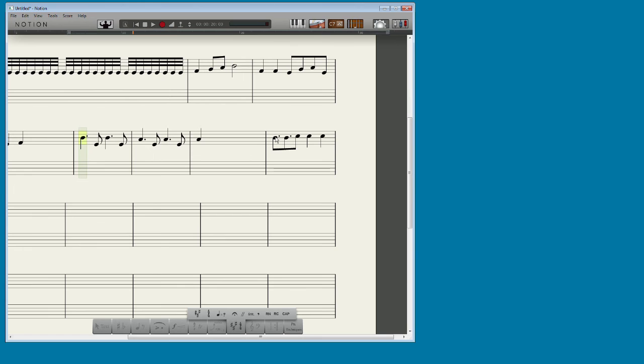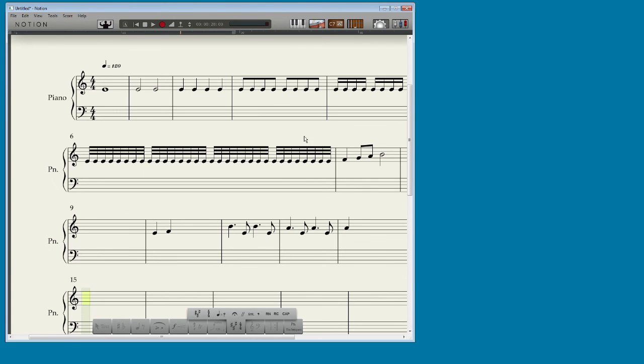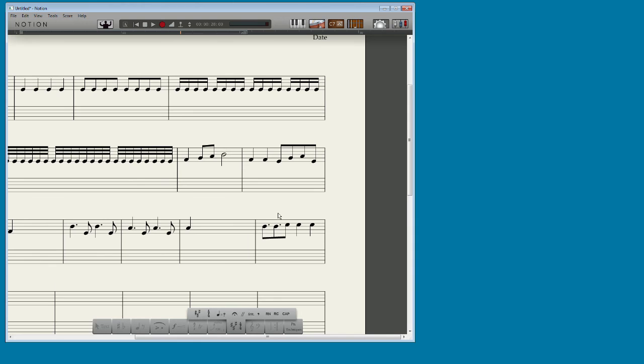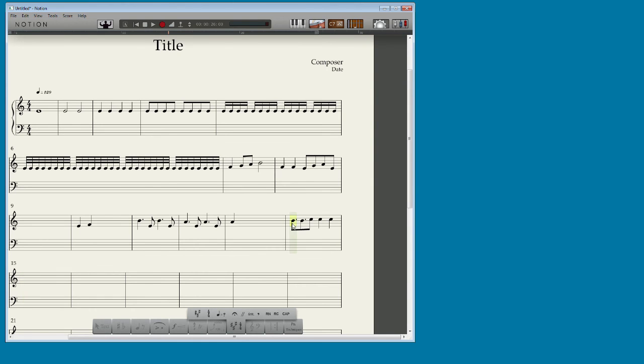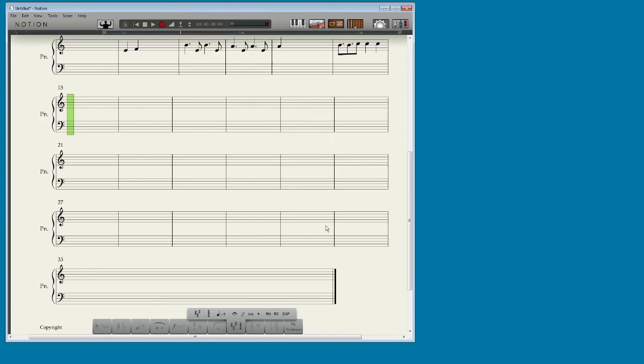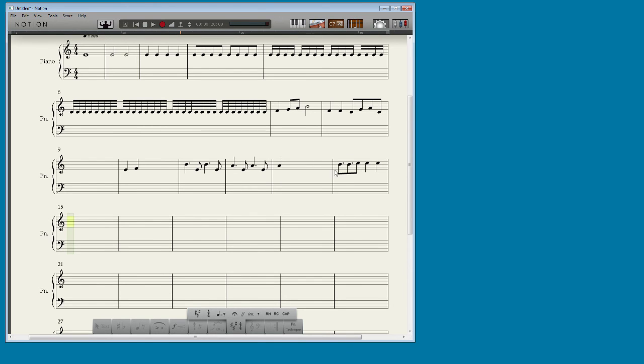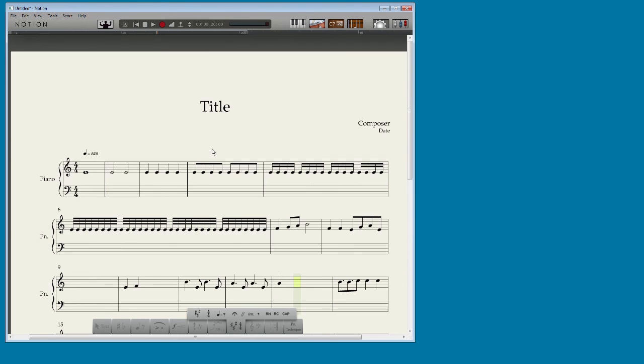We would count the 16th note pulse. So, 1, 2, 3, 4, 5, 6. 1, 2, 1, 2, 3, 4. 1, 2, 3, 4. Here's how it sounds. Kind of weird, right? But again, even though you might not encounter it in most pieces, you can just count it out. We can just do the math and figure out how it all fits together.